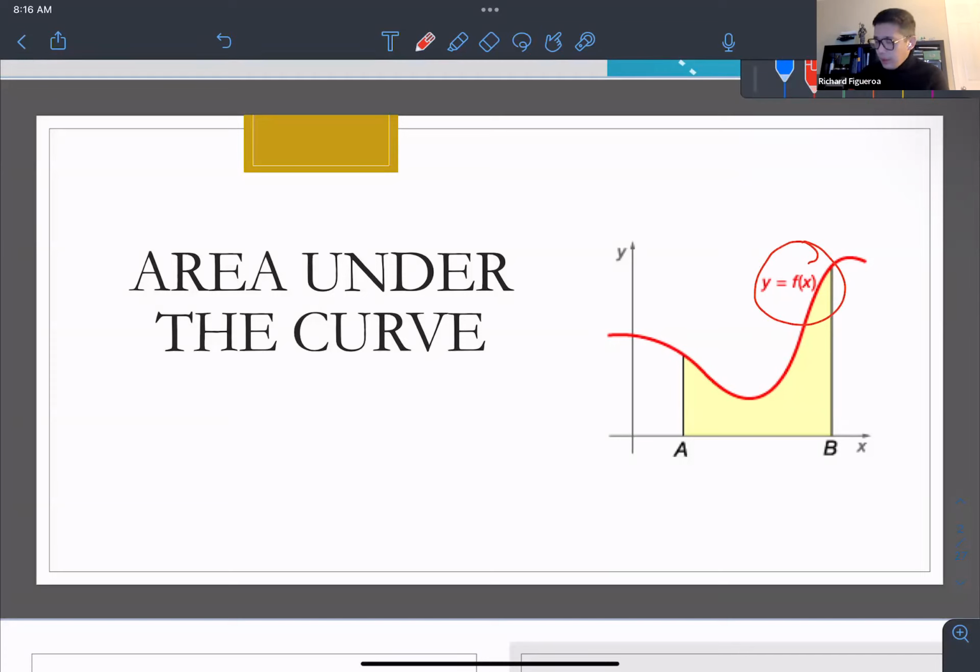This yellow one is bounded from A to B, which serves as our boundary. A is the lower limit and B is the upper limit. We can find that area using the principle of the definite integral.